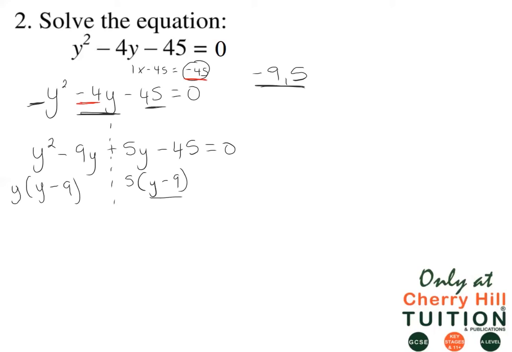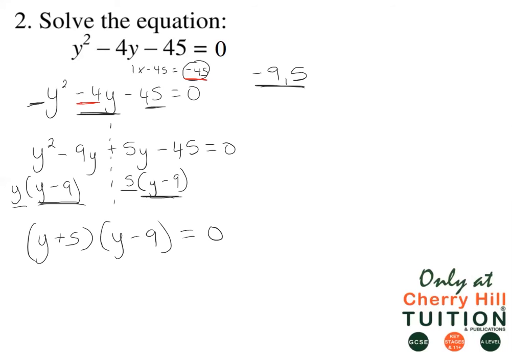If these brackets are not the same, this means that you have done something wrong in your answer. But if they are the same, this means you are on the right track and your answer is most likely correct. Now that we've factorized, our first bracket is y plus 5, so it's the outside numbers. And the next bracket is the brackets here, so y minus 9. And this is equal to 0.